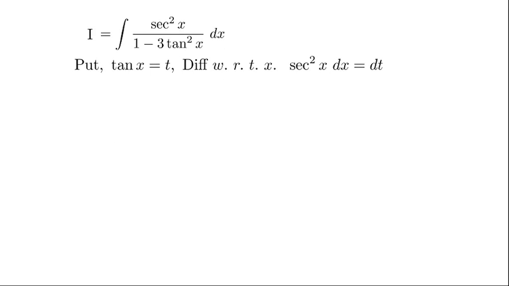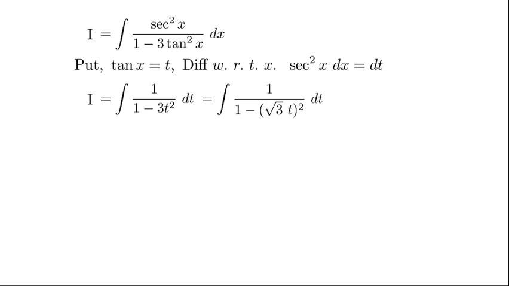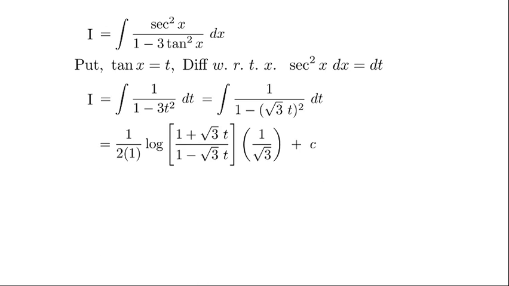And now put tan x equal to t. Differentiate with respect to x, and that gives you sec square x dx as dt. Therefore I equals integration of 1 upon 1 minus 3t square dt. So 3t square is written as (root 3 t) the whole square, and now this is in the form of 1 upon a square minus x square, 1 upon 2a log of a plus x upon a minus x. So here it is 1 upon 2 into 1, a is 1. Log of 1 plus root 3t upon 1 minus root 3t into 1 by root 3 plus c.